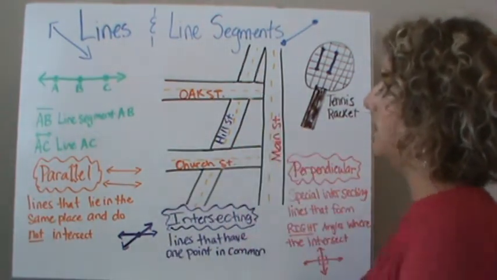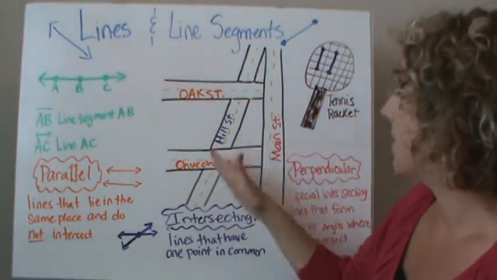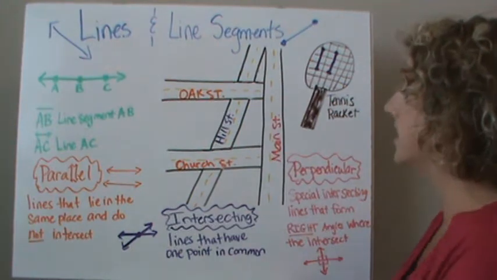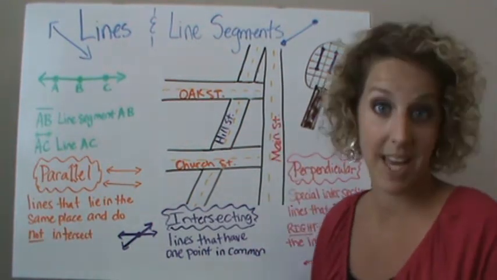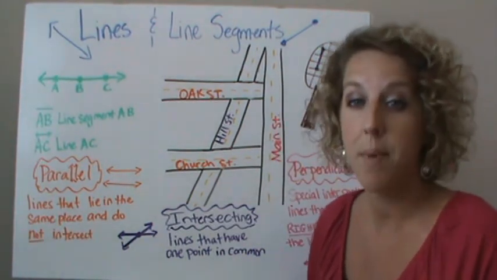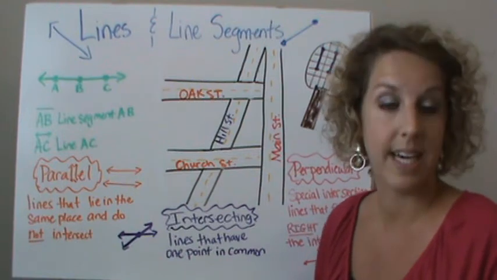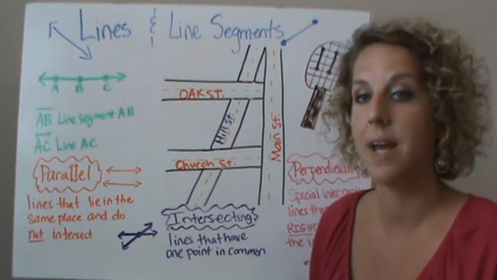Let's take it to a real life example. Let's say we have streets. Okay, some streets, it may seem like they go on forever and ever, but most streets and lines, like I said earlier, are line segments.